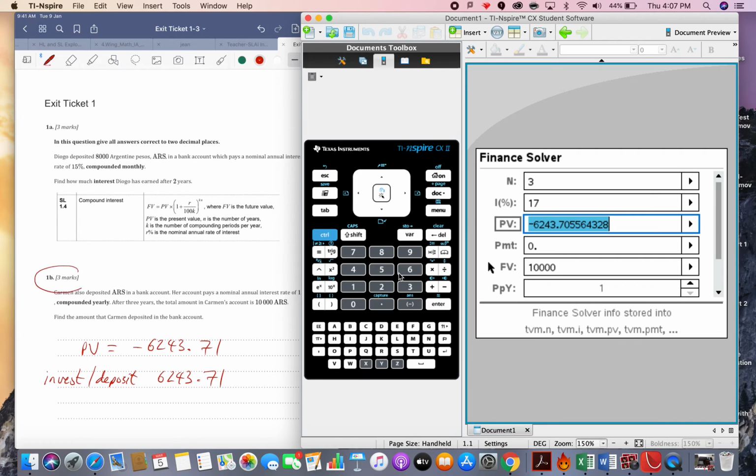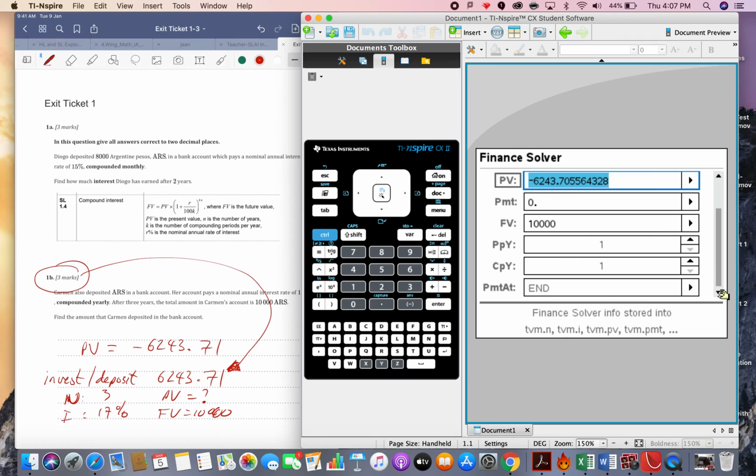Now, if you actually want to write these down, sometimes a good way to show your method here, because there's 3 marks here. So if you actually just type in something wrong and get the wrong answer here, you're going to get 0 marks out of 3. But if you actually just write down some of the inputs from your calculator, N is 3, I is 17%, PV equals question mark, FV equals 10,000, and PPY equals 1 and CPY equals 1, just by writing that down, you're actually going to get some method marks, even if you don't get the correct final answer.